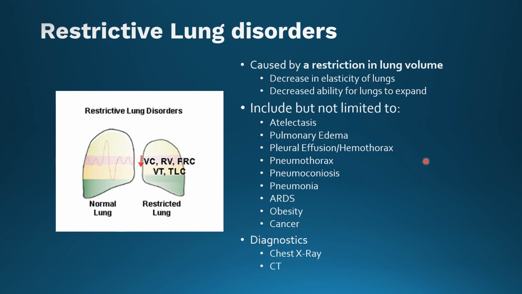So restrictive lung diseases include, but are not limited to, atelectasis, pulmonary edema, pleural effusion or hemothorax, pneumothorax, pneumonia, ARDS, which we'll talk about later in this presentation, obesity, and cancer. These are diagnosed through chest CT and chest x-rays.